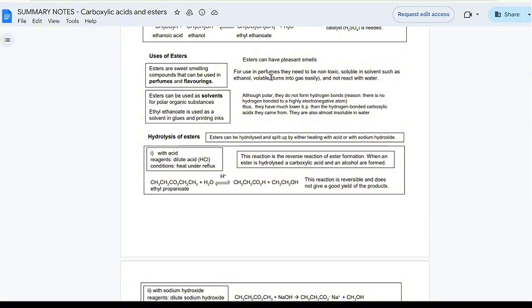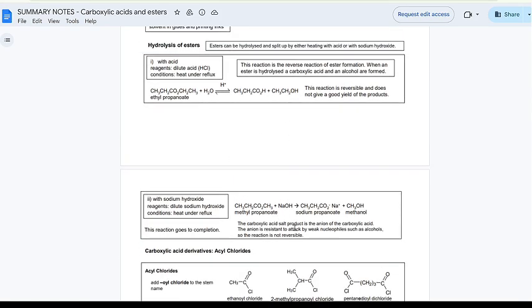Hydrolysis. Esters can be hydrolyzed and split up by heating with acid or sodium hydroxide. So we can just see that here. With acid there, it's kind of a given. Just, you know, acid hydrolysis or alkali hydrolysis. Here's the alkaline hydrolysis, so slightly different. So we get a salt formed here, whereas this one is just the two molecules basically reform.